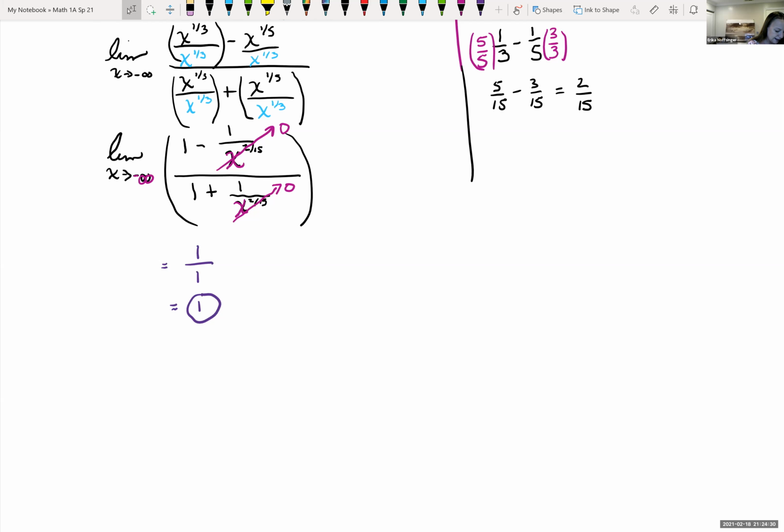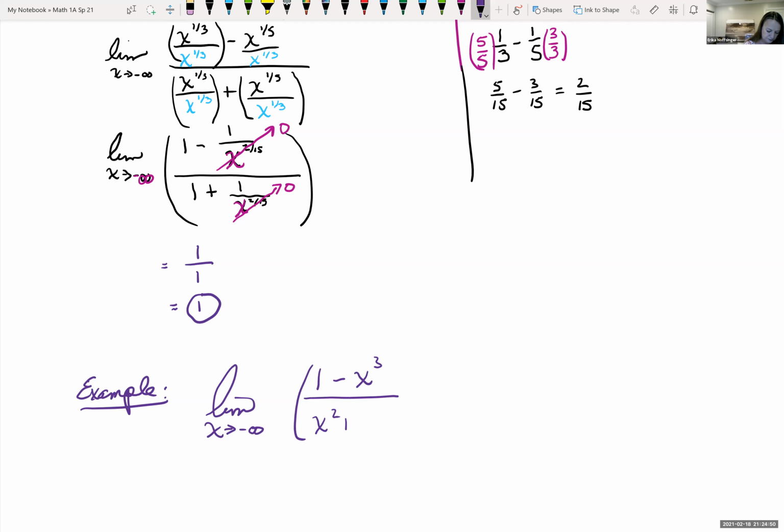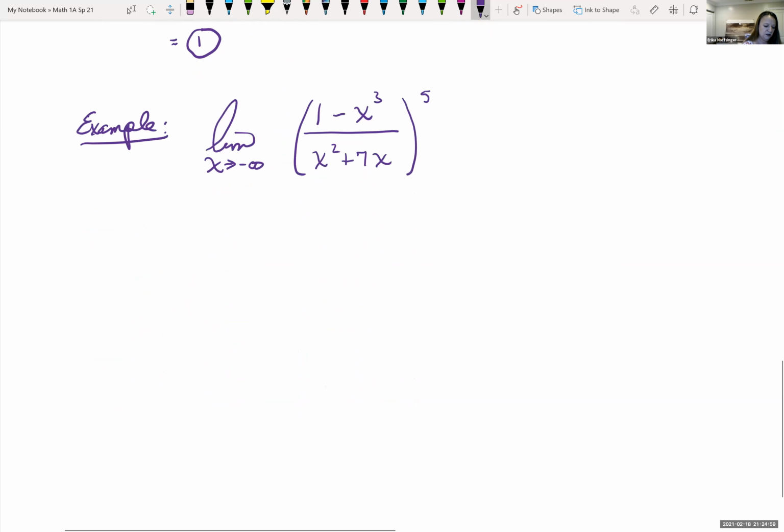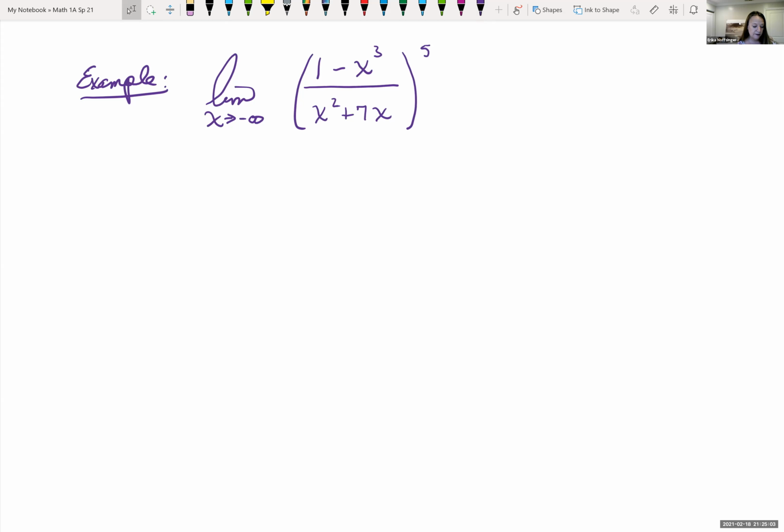For instance, if you had the limit as x is approaching negative infinity of 1 minus x cubed all over x squared plus 7x, and this is raised to the 5th power. If we plug in negative infinity wherever we saw an x, that would technically give me 1 minus negative infinity cubed. If I take a negative number and multiply it by itself an odd number of times, that's negative. And then I would have this minus in front, so it'd be like 1 plus infinity. So I would see that my numerator was growing towards positive infinity.